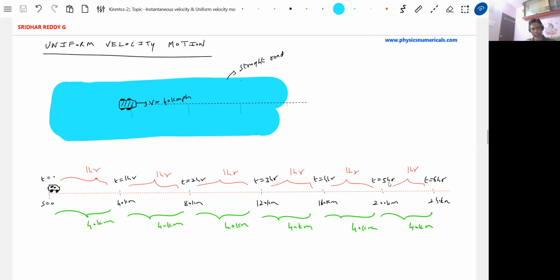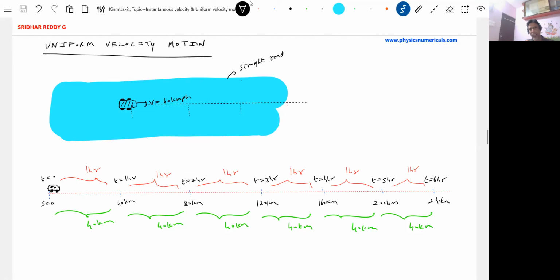Not practically possible, we don't get a straight road of 240 kilometers. On paper, I'm showing it. Maybe 10 kilometers or 1 kilometer, you can see that. So reduce that to meters, and you can experience this uniform velocity motion. The speed of the car remains the same and the direction also remains the same. So that will become uniform velocity motion. Both the speed and direction should not change. This is the example of uniform velocity motion.